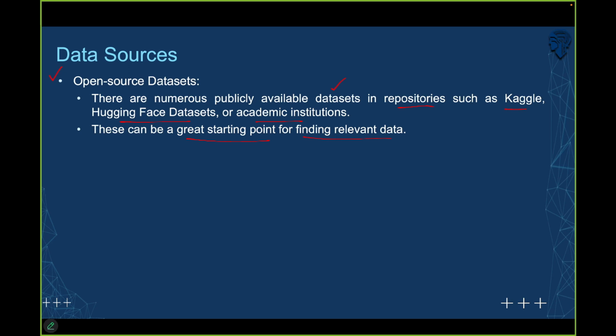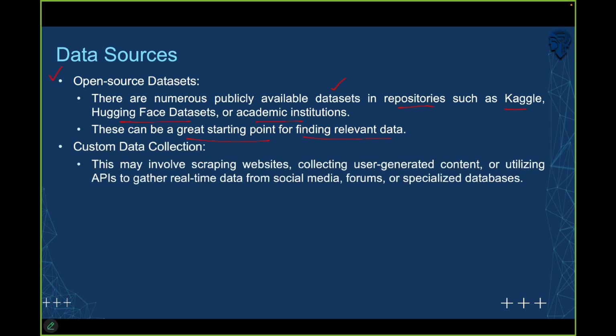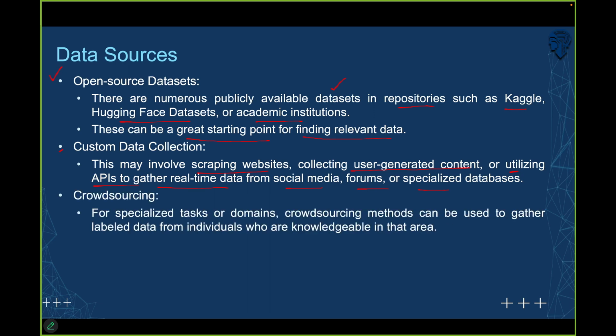If you want to build a proof of concept, we will be using the data set, as I explained, from Gutenberg project, which consists of more than 70,000 free ebooks. Custom data collection. This may involve scraping websites, collecting user-generated content, or utilizing APIs to gather real-time data from social media, forums, or specialized datasets or databases. Crowdsourcing. For specialized tasks or domains, the crowdsourcing method can be used to gather labeled data from individuals who are knowledgeable in that area.